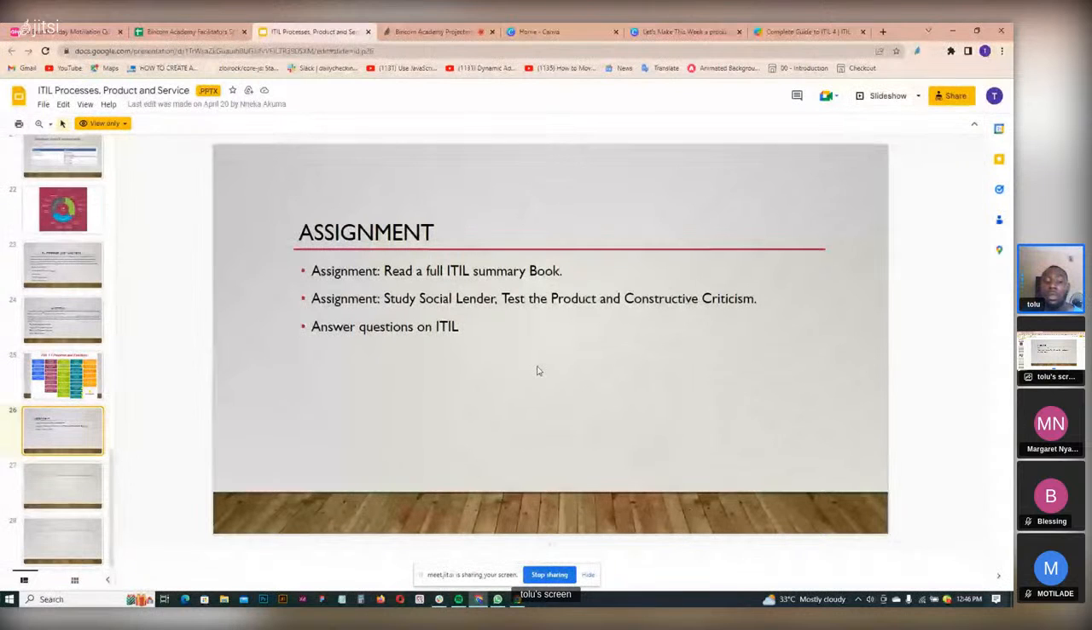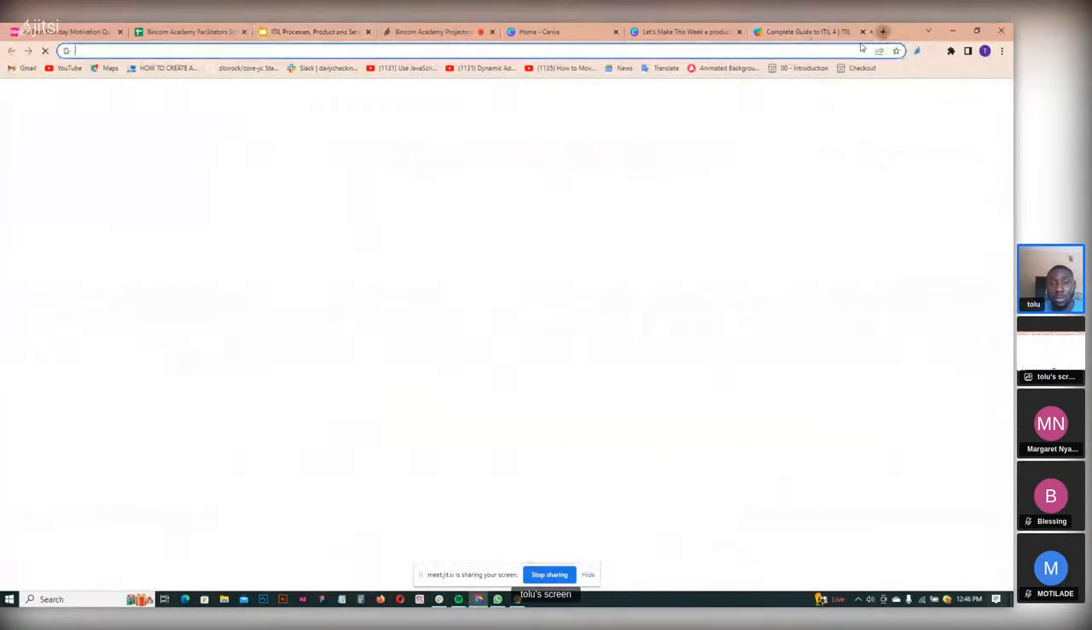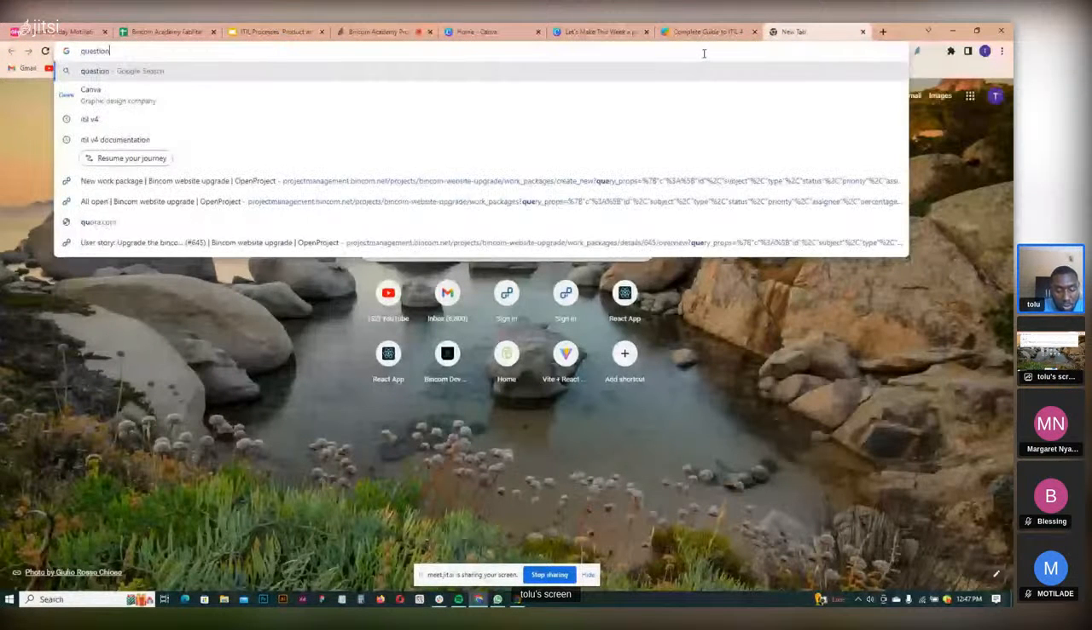But then we would improve on this and you would give us actual questions to be answered? I thought you were going to give us actual questions. No, there are no actual questions, because once you read a full summary book of ITIL, you can always get questions to answer. You can even browse online. Let me just show you something. Let's say questions on ITIL framework.